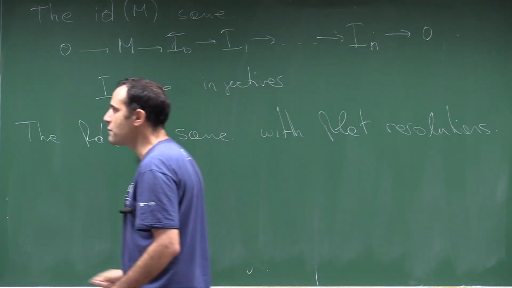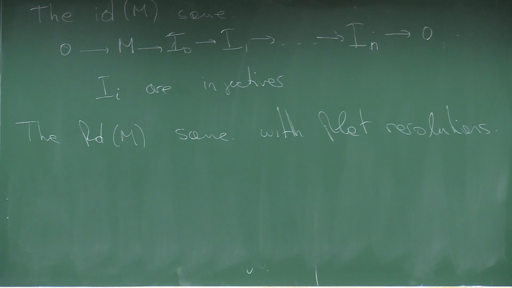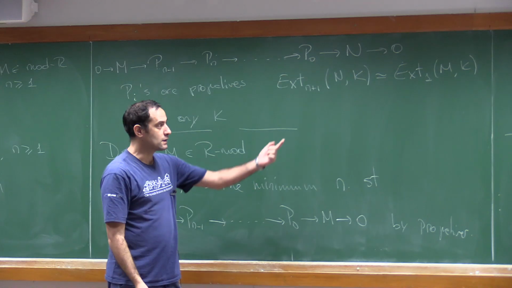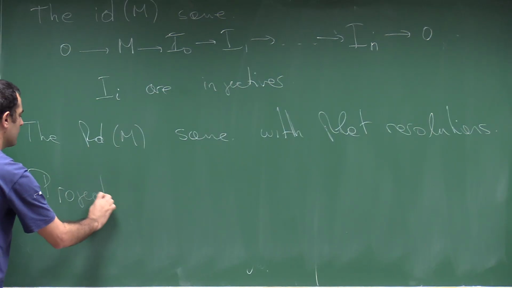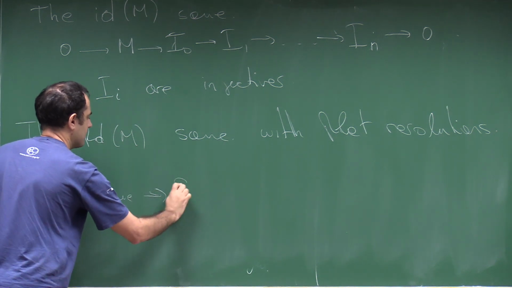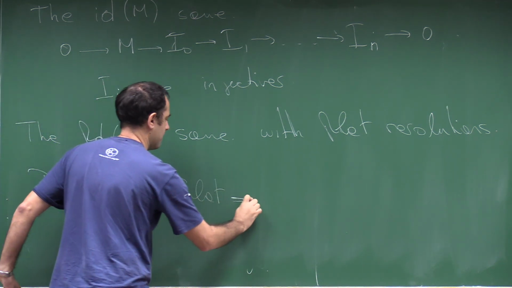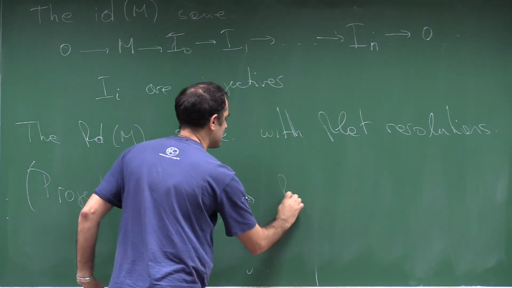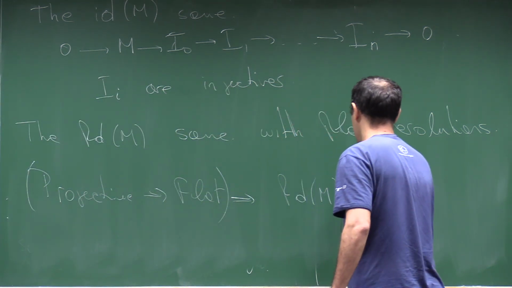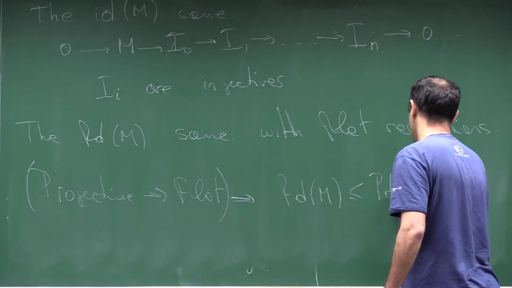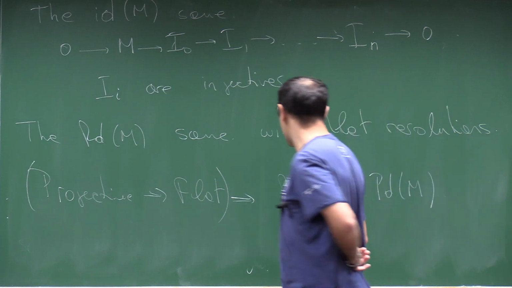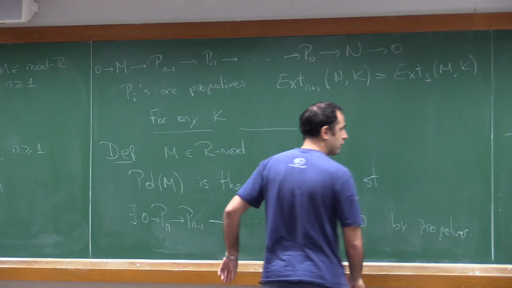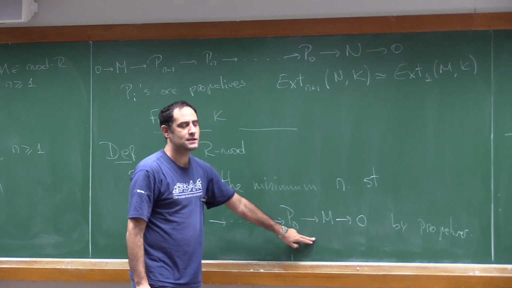Now, of course, since every projective module P is also flat, since projectives imply flat, then the flat dimension of M is less or equal than the projective dimension of M, because any projective resolution already counts. So in particular, if the projective dimension of a module M is finite, then the flat dimension is finite.